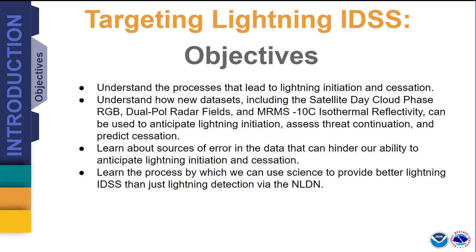This course also aims to help you learn about the sources of error in these datasets that can hinder your ability to anticipate lightning initiation and cessation. Finally, to learn the process by which we can use the science to provide better lightning IDSS rather than just lightning detection via the NLDN.